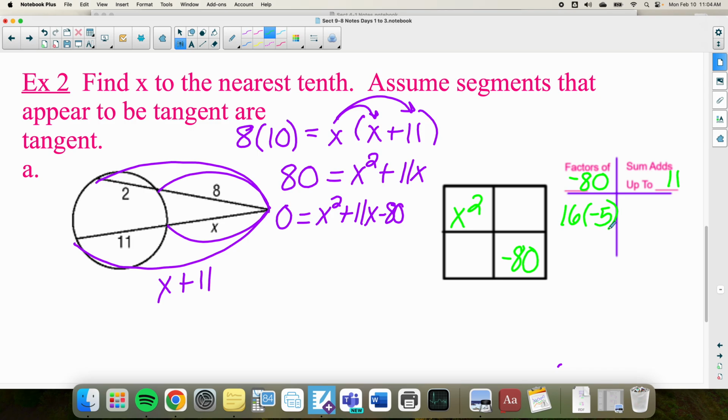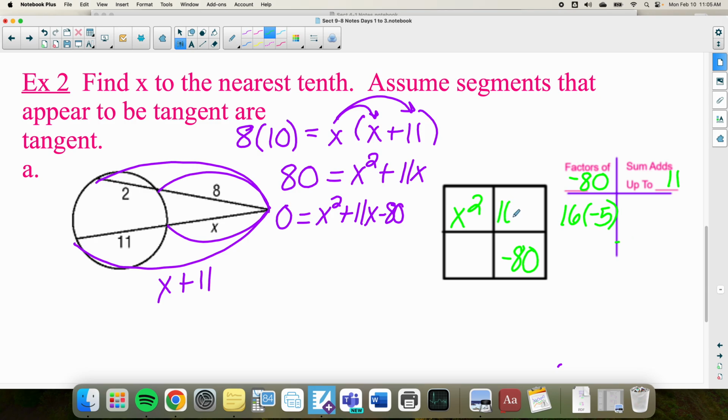And just for another hint, one of them has to be negative, and the one that's going to be negative is going to be the sign of this. So this is positive, that tells you your positive one is going to be your bigger number, okay? If that was negative, your negative one would be the 16, okay?